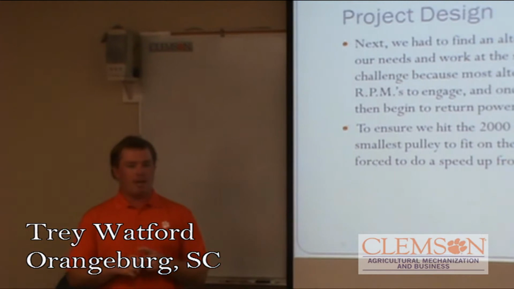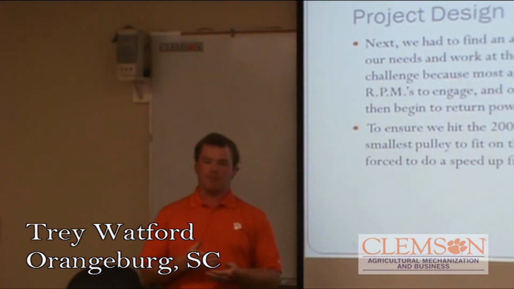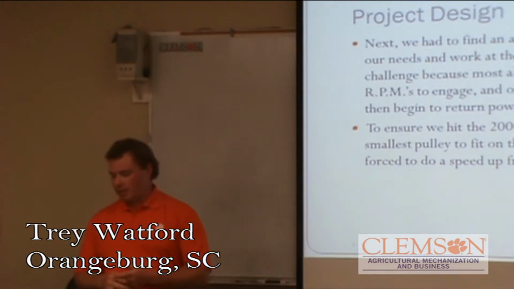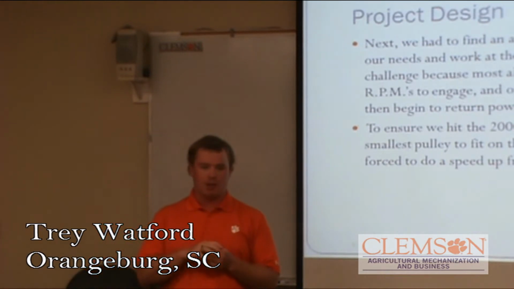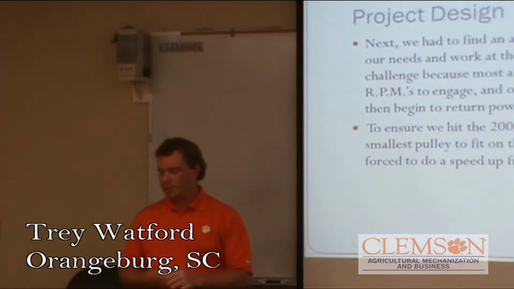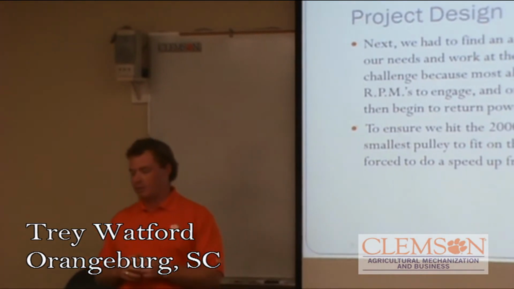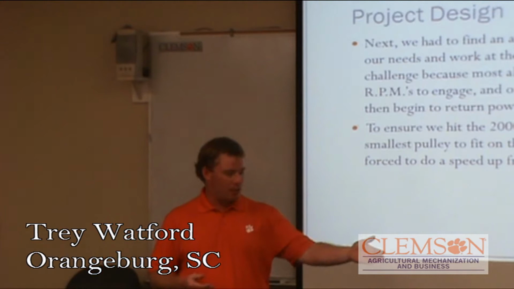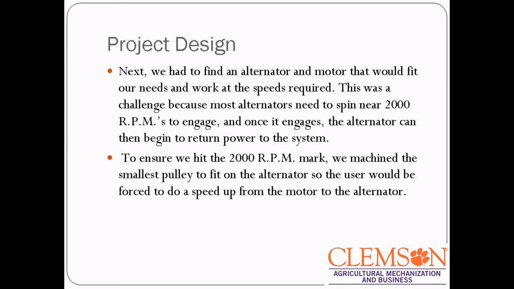Our next step was finding an alternator that would fit the needs of this system. This was a challenge because the alternators we need have to run at around 2,000 RPMs to engage, and once it engaged, the alternator can then return the power to the battery at the bottom. To ensure that we hit the 2,000 RPM mark, we machined the smallest pulley that we were able to find to fit the alternator so that the user would be able to force the speed up from the motor to the alternator.